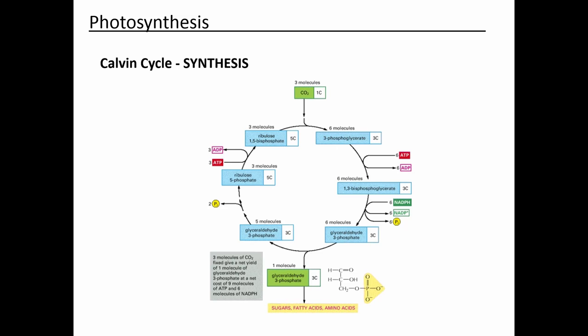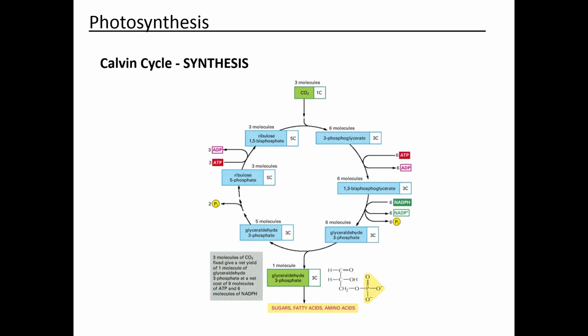And so the first step of this pathway is taking carbon dioxide and attaching it to ribulose bisphosphate. And ribulose bisphosphate is a 5-carbon molecule. That's why I'm just writing 5C in parentheses next to RuBP. Okay, so you're going to take carbon dioxide and attach it to ribulose bisphosphate. And this reaction is catalyzed by a very specific enzyme called rubisco. So rubisco catalyzes the attachment of carbon dioxide to ribulose bisphosphate.